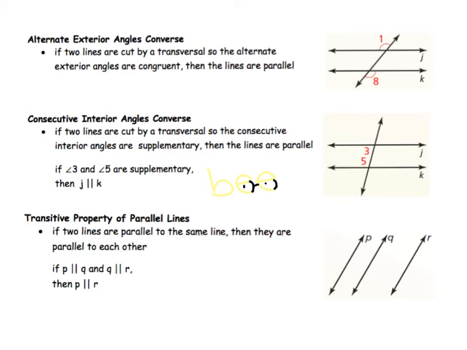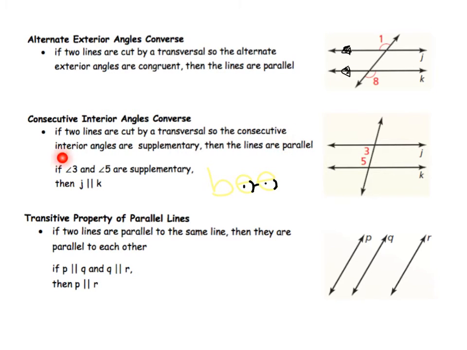We have alternate exterior angles converse, which states that if two lines are cut by a transversal, so J and K are cut by the transversal here, so that the alternate exterior angles are congruent. So if angle 1 here is congruent to angle 8, then that would mean these two lines, J, K, would be considered parallel.